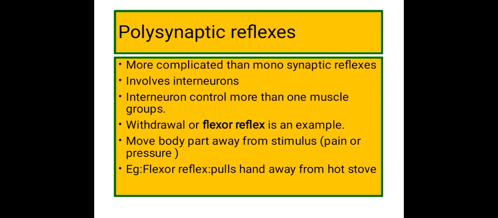Polysynaptic reflex. More complicated than monosynaptic reflex, it involves interneurons. Interneurons control more than one muscle group. Withdrawal or flexor reflex is an example. Withdrawal reflex: move body parts away from stimulus, pain or pressure. Flexor reflex: pull hand away from the hot stove.